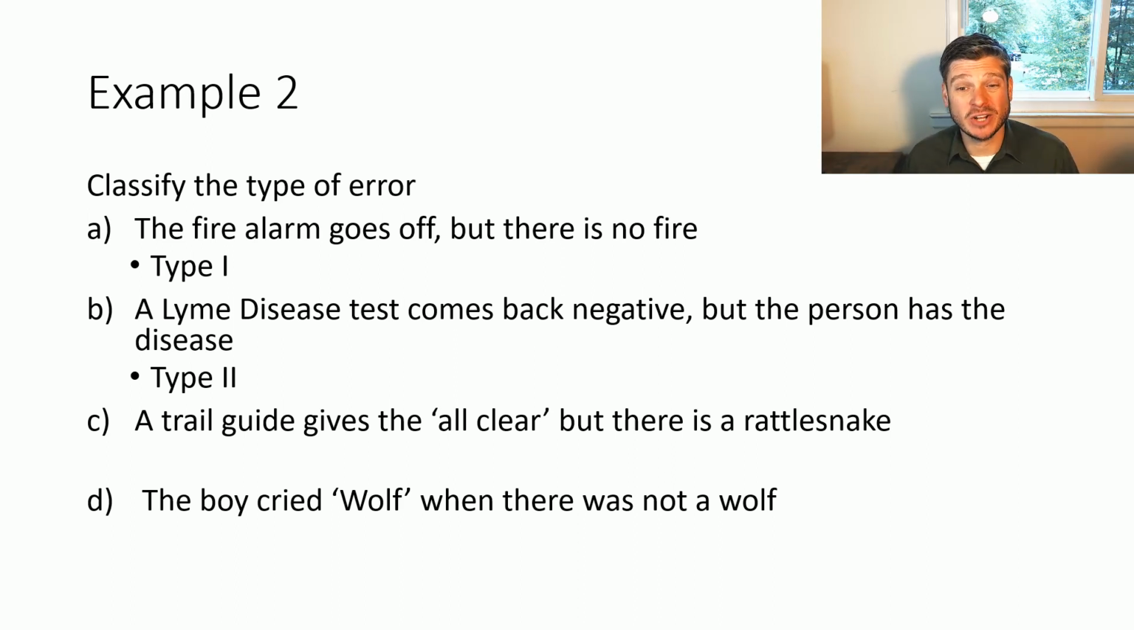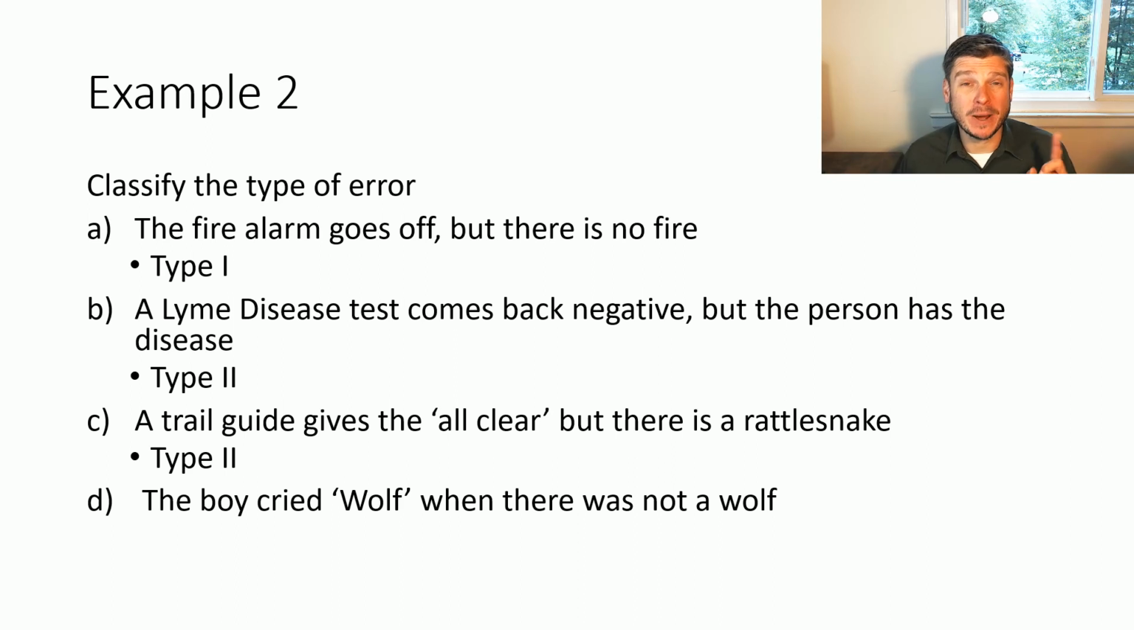Number C, a trail guide gives the all clear, but there's a rattlesnake. What kind of error is that? Give you a second. What's your guess? You got a good guess? I hope so. Yeah, that's a type 2. Again, we said that there was nothing there, but there was something there. We just missed it.